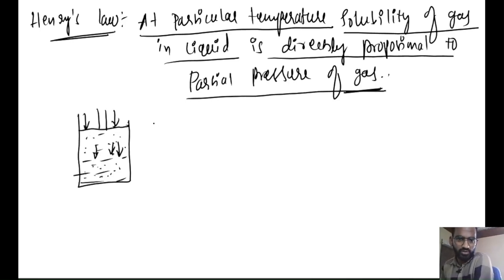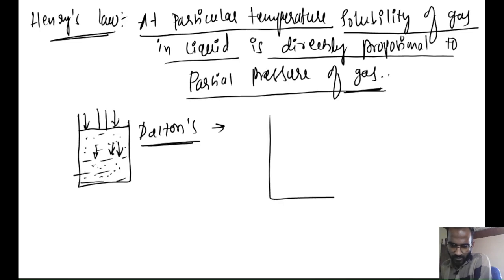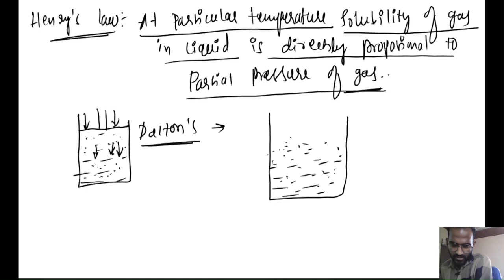Then one more scientist came, that is Dalton, and he said, yes, of course I agree with Henry's law. So Dalton made some changes in this law. Before going into Dalton's law and the combined law, we will take this example. See here, in this container, suppose I am having water, same thing, and oxygen gas is also there. Upside oxygen gas is there, and down in the solution also some oxygen gas is there.